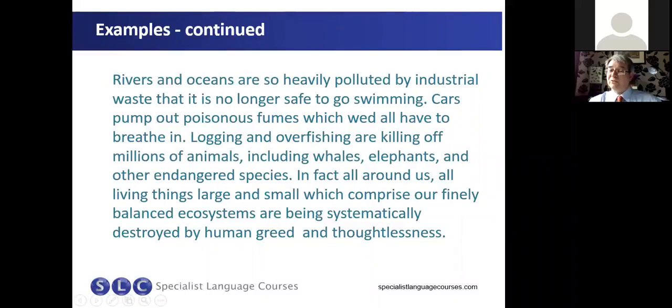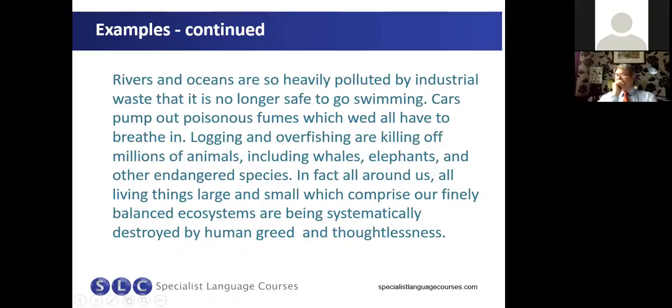In fact, all around us, cohesive device here to let me know that there's going to be a global idea, the big picture now. In fact, all around us, all living things, large and small, which comprise our finely balanced ecosystems, are being systematically destroyed by human greed and thoughtlessness.